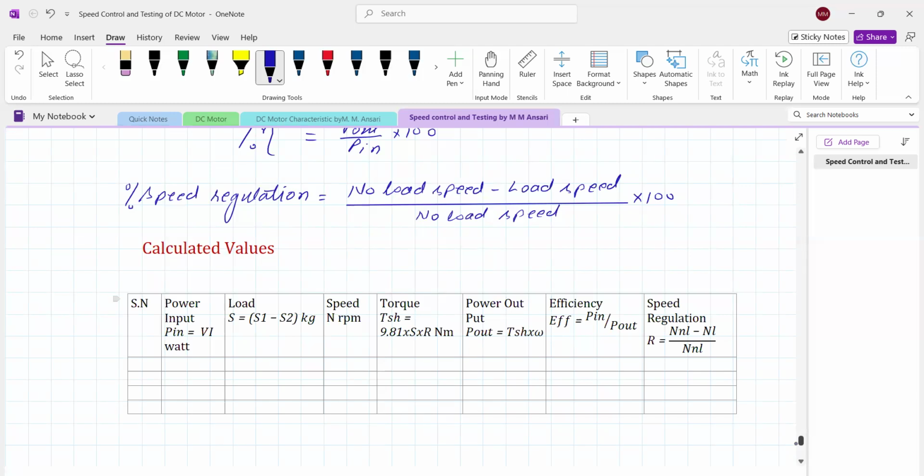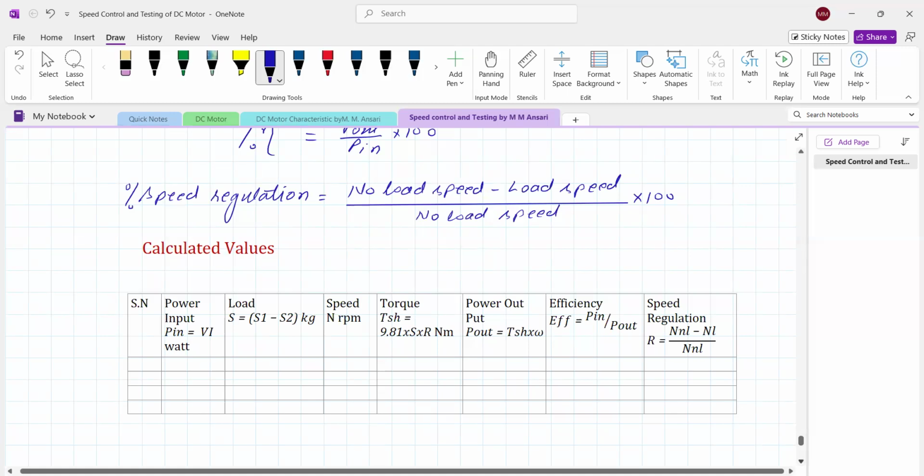Shaft torque we can calculate as 9.8 into S, where S is the difference of these values, multiplied by the radius. It is in Newton meter. Similarly, we can find the power output, TSH into angular velocity, the efficiency, and the speed regulation. Once we calculate all these, it is possible to draw the performance characteristics of the DC shunt motor or DC series motor under the direct load test.